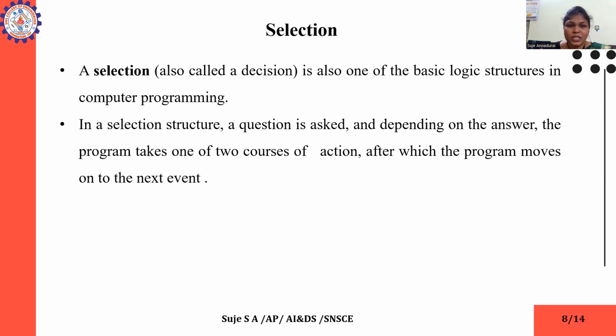Next is selection. A selection is also called decision. It is also one of the basic logic structures in computer programming. In a selection structure, a question is asked, and depending on the answer, the program takes one of two courses of action, after which the program moves on to the next event.